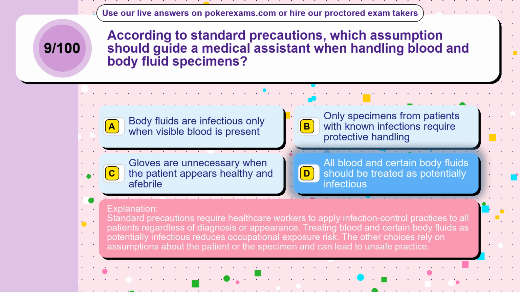Standard precautions require healthcare workers to apply infection control practices to all patients regardless of diagnosis or appearance. Treating blood and certain body fluids as potentially infectious reduces occupational exposure risk. The other choices rely on assumptions about the patient or the specimen and can lead to unsafe practice.